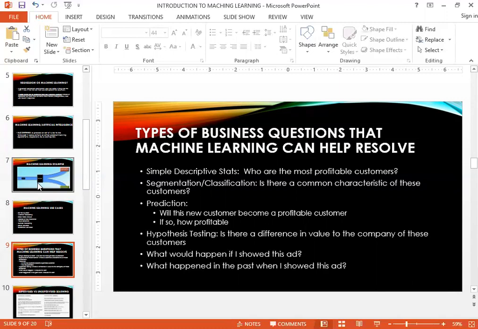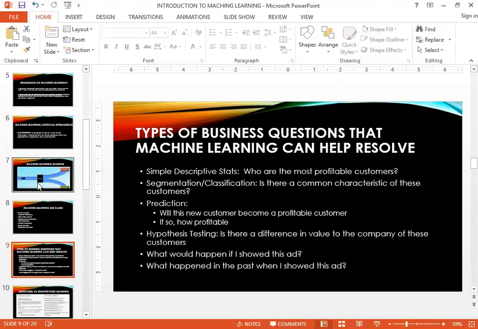Segmentation and classification. You may have, let's say, 100,000 different customers. You want to segment them, let's say by location. Again, this can be done through machine learning. Prediction. Let's say there's a new customer who walks into a very large jewelry store. You can determine through some data points of the customer whether this customer will become a profitable customer for you, and if so, how profitable.